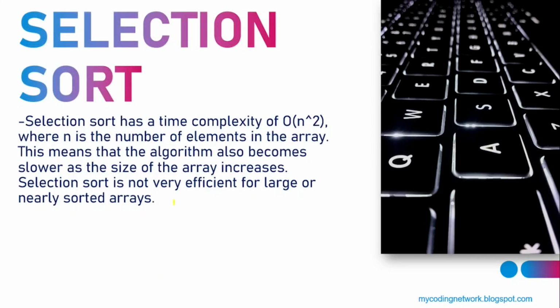It also has a time complexity of O(n²), where n is the number of elements in the array. So as n, the size of the array, increases, the algorithm becomes slower. Again, it is not very efficient for large or nearly sorted arrays. Let's now discuss the working of selection sort in brief, and after that you will get a clear idea of how selection sort works.